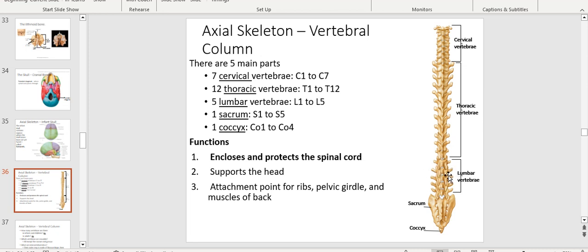Okay, that kind of thing. Take care of your lower back. Trust me, I know all about lower back issues. Functions: encloses, protects the spinal cord, supports the head, attachment point there for ribs, pelvic girdle, muscles of the back for sure.